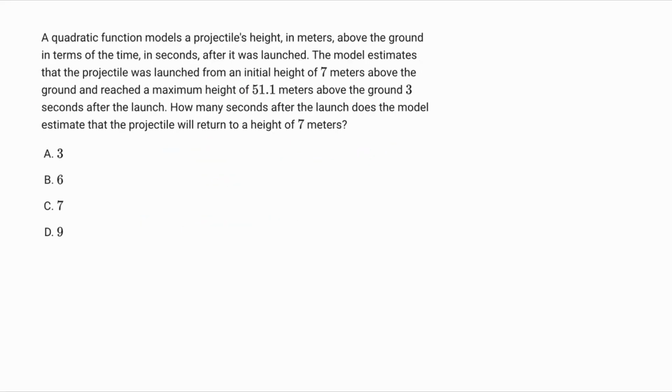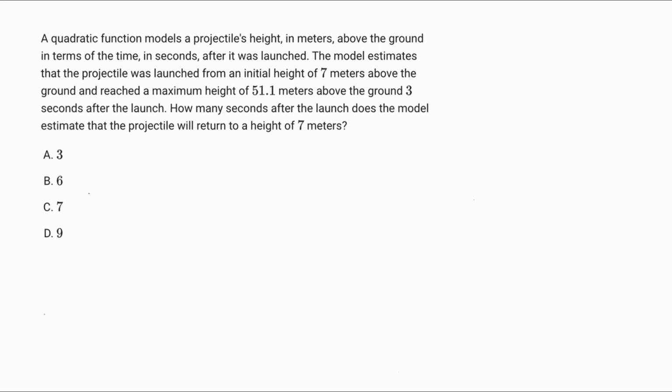A quadratic function models a projectile height in meters above the ground in terms of time in seconds after it was launched. The model estimates that the projectile was launched from an initial height of 7 meters above the ground and reached a maximum height of 51.1 meters above the ground 3 seconds after the launch. How many seconds after the launch does the model estimate that the projectile will return to a height of 7 meters? So here we need to find a quadratic function with respect to height and time and use that to find when the projectile will return back to its initial height.